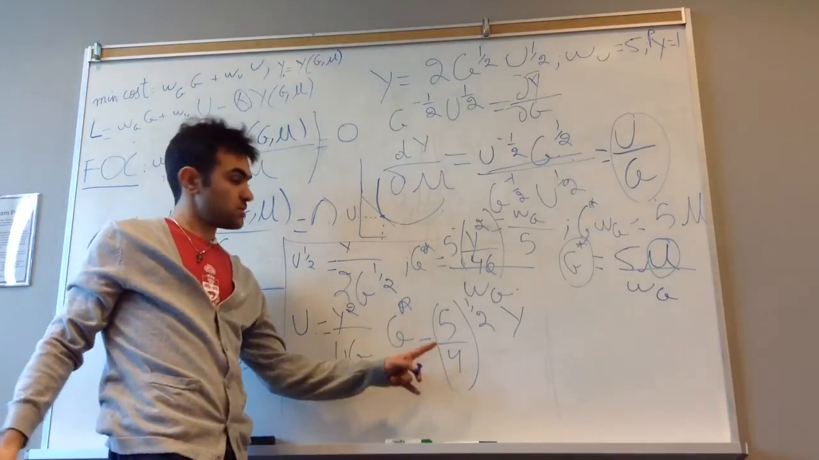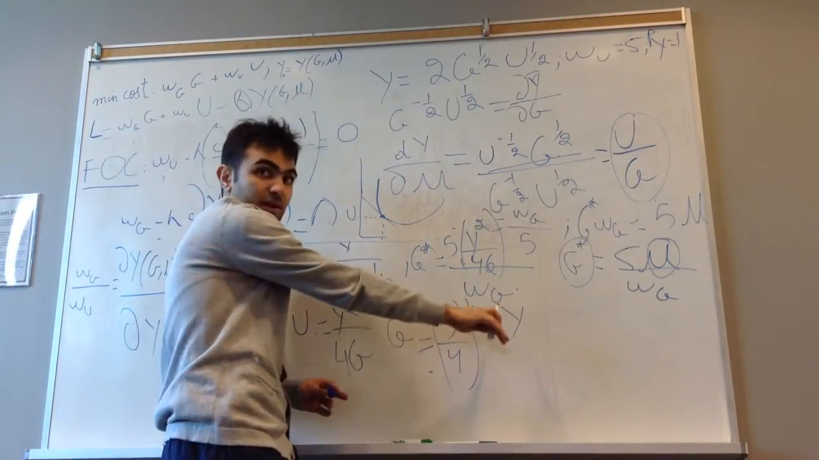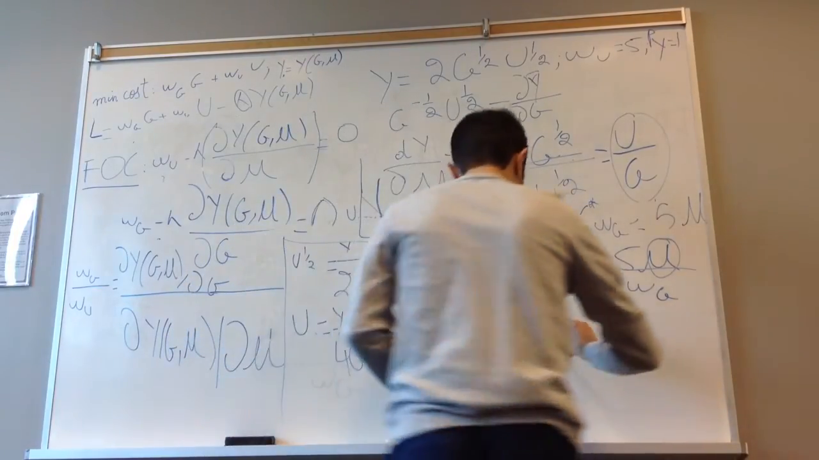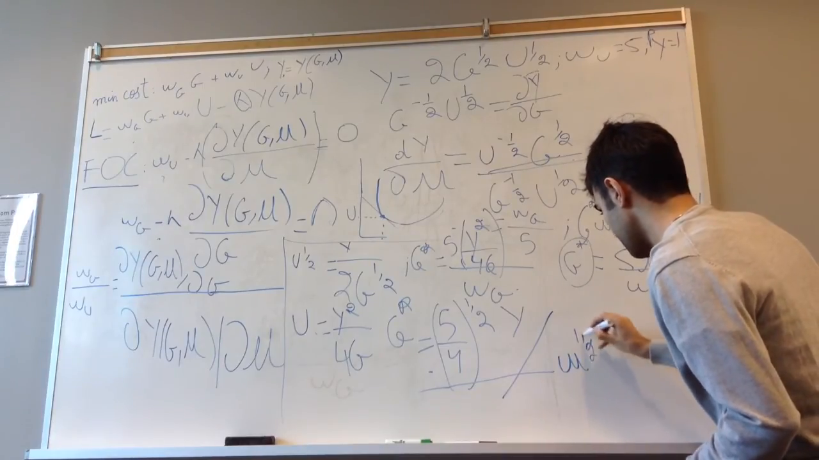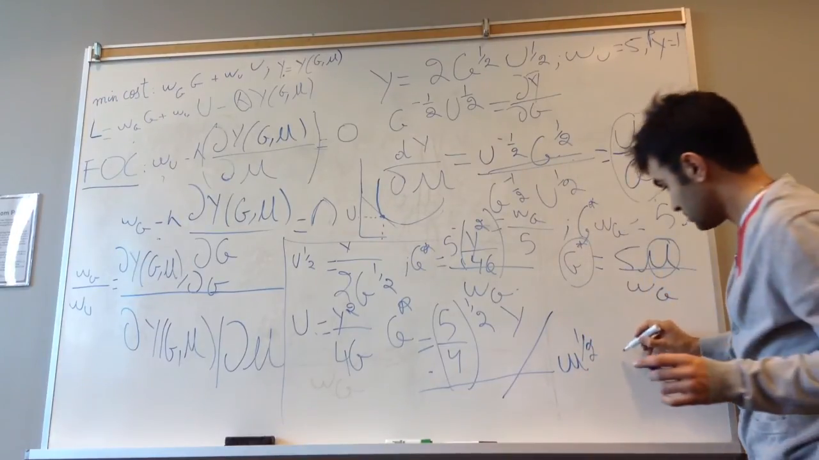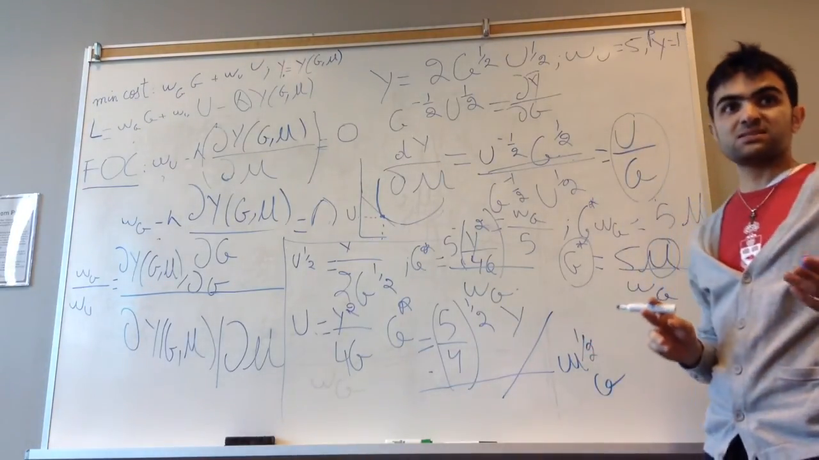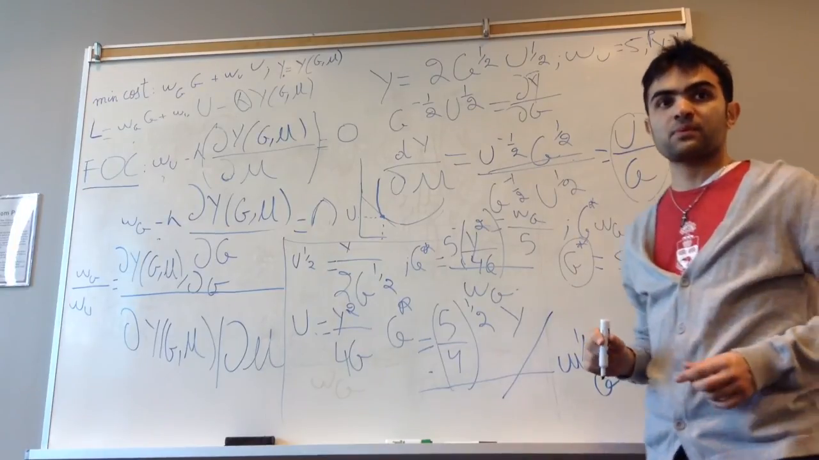So you get that? Yes. 5/4 to the power of half y, over WG to the power half. So this is the long run labor demand for G. Thank you.